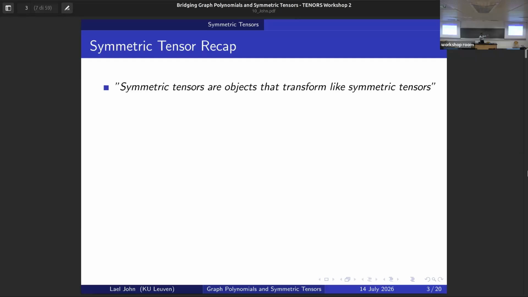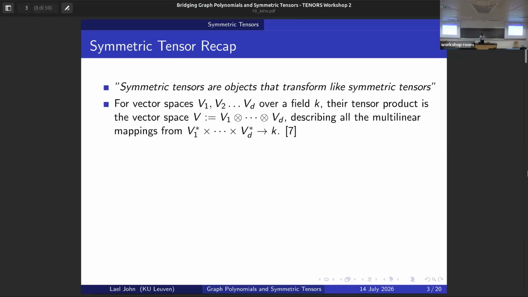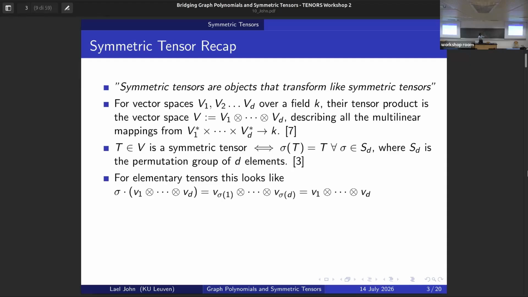This is a classic physics definition, physicists in the room. If they transform like a symmetric tensor, they are a symmetric tensor, right? But in general, if I have let's say, D vector spaces over a field K, then my tensor product represents a multilinear mapping from the dual spaces V1 dual times V2 dual times to VD dual to the underlying field, right? If I have a symmetric tensor, all I'm saying is that under the symmetric action, where sigma is my symmetric action here, the tensor is invariant.